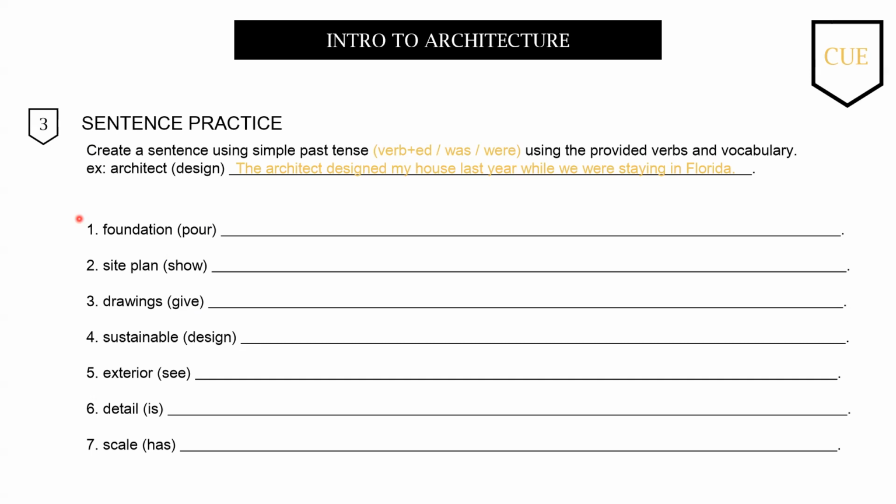Okay, we are back. Let's start with foundation, number 1. So past tense for pour with verb ed is poured. The contractor poured the foundation last week. Number 2, site plan. Show, I give you the verb show. Show verb ed is showed. I showed the site plan to the client yesterday and they approved it. I have 2 past tense verbs because I use an and.